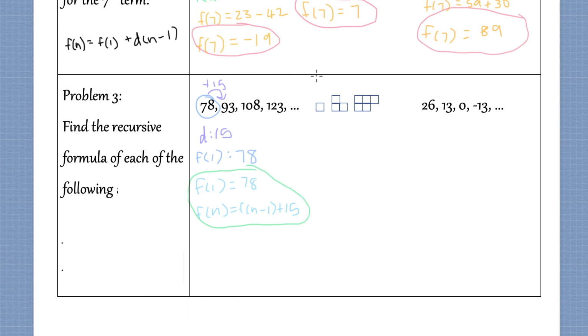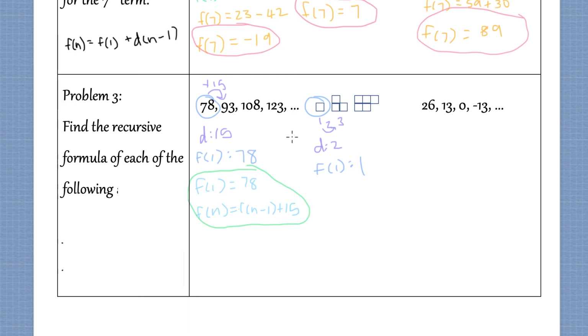Our next one again is boxes. So this is 1 box, that's 3 boxes. We want to see how much we need to add from 1 to get to 3, and we have to add 2. And so our common difference is going to be 2. Next, we're going to find our initial value, so that's going to be f of 1, and our first value in this arithmetic sequence is 1. So f of 1 is equal to 1.